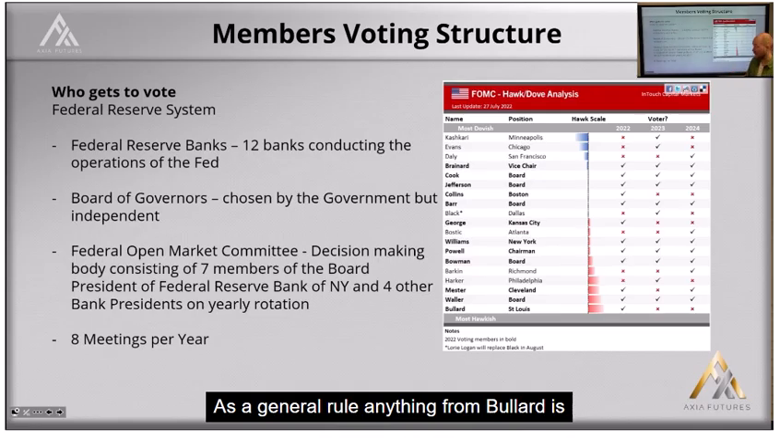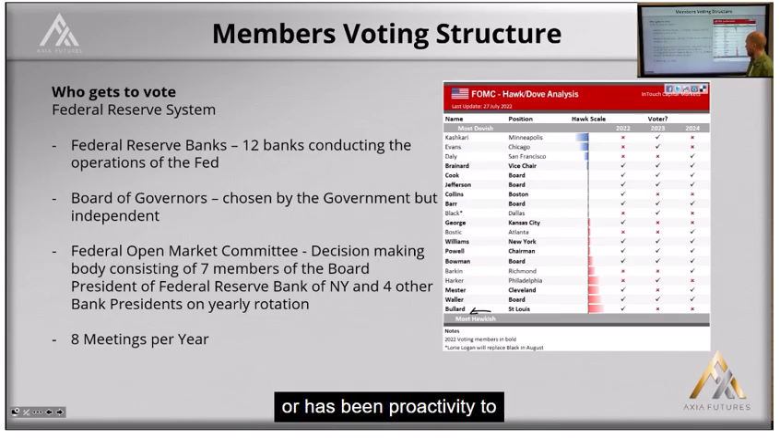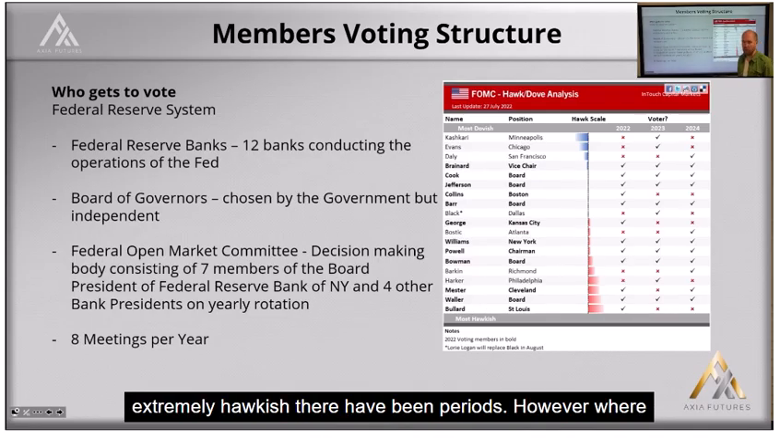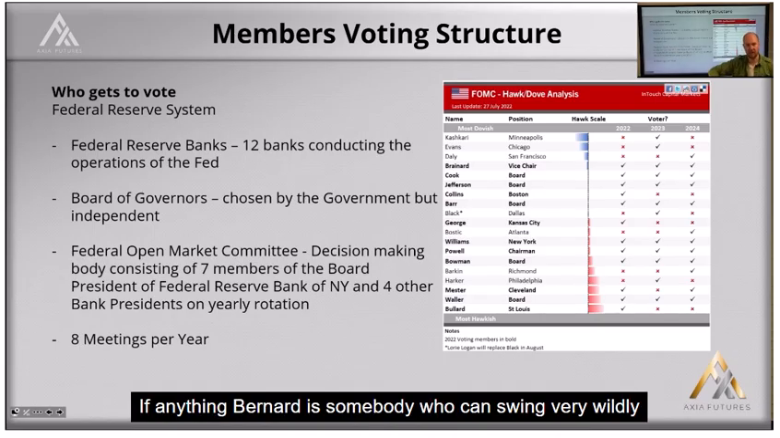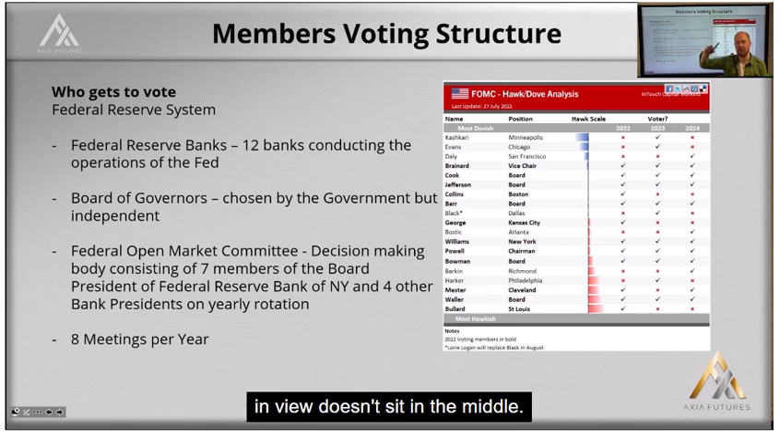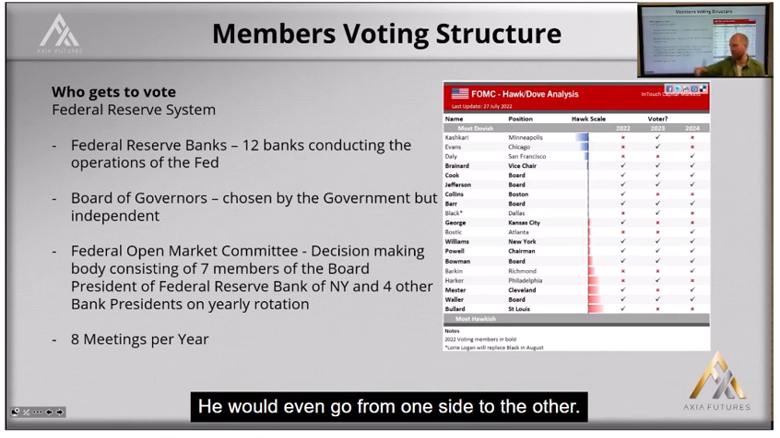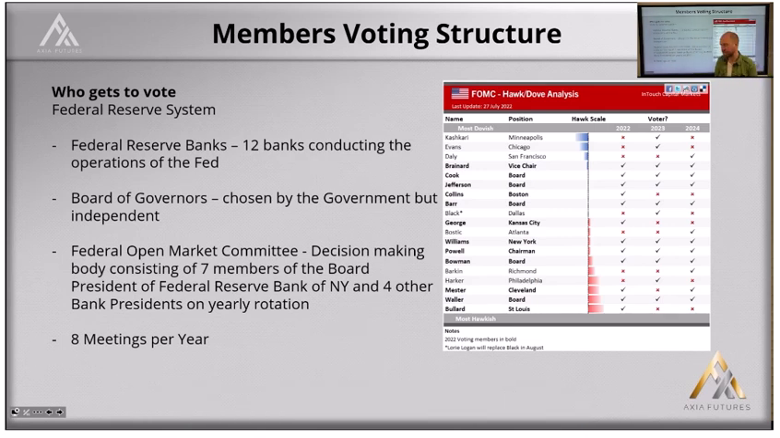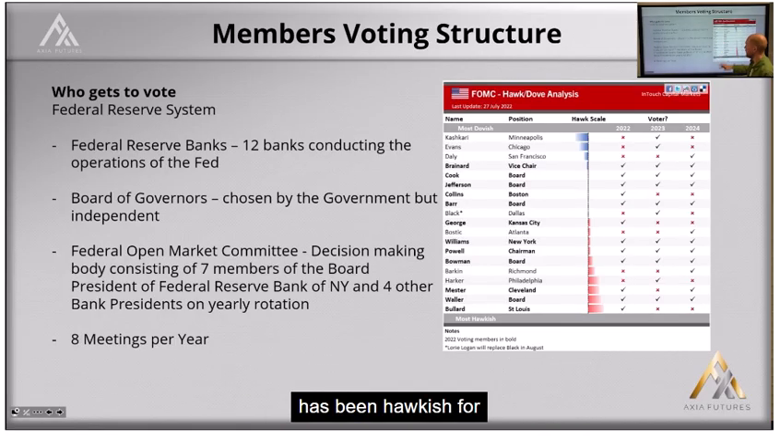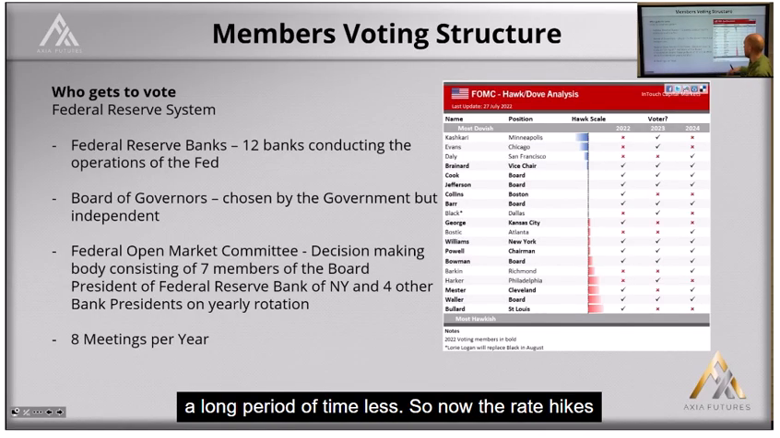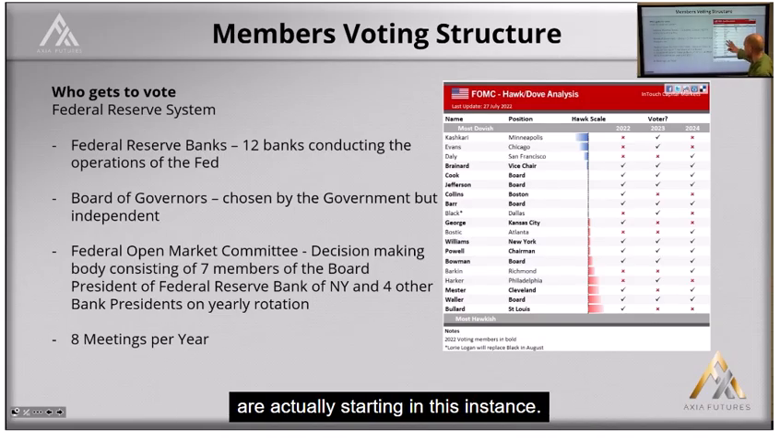As a general rule, anything from Bullard has been, throughout 2022, extremely hawkish. There have been periods, however, where Bullard has equally been extremely dovish. If anything, Bullard is somebody who can swing very wildly in view. He doesn't sit in the middle. He will go from one side to the other. As a general rule, Mester, George consistently has been hawkish for a long period of time, less so now that rate hikes are actually starting in this instance.